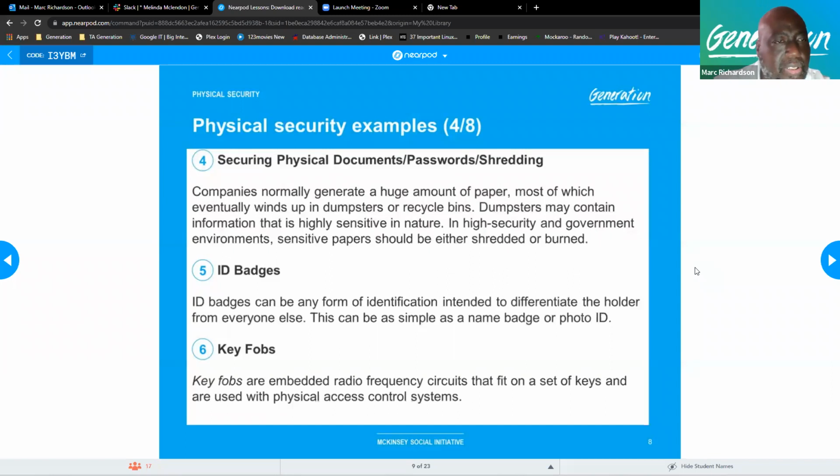Key fobs. Key fobs are embedded radio frequency circuits that fit on a set of keys and are used with physical access control systems. Right?